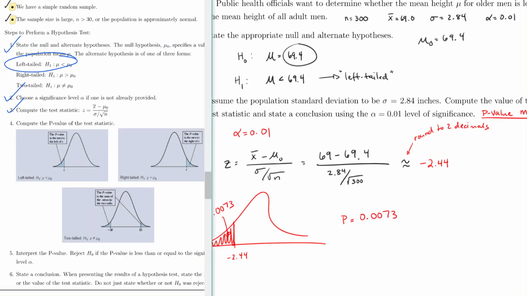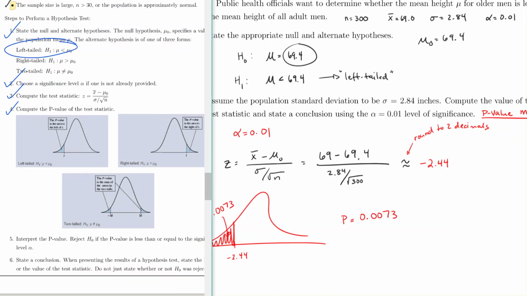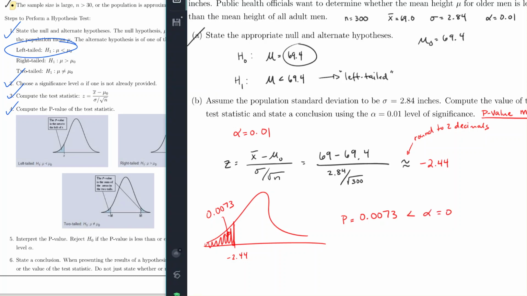So we've completed step 3, we've completed step 4, and now we interpret the p-value. Remember, it says reject H0 if p-value is less than or equal to the significance level. So my p-value here, compared to my significance level, indeed it is less than my significance level of 0.01. So I can be prepared to reject H0.